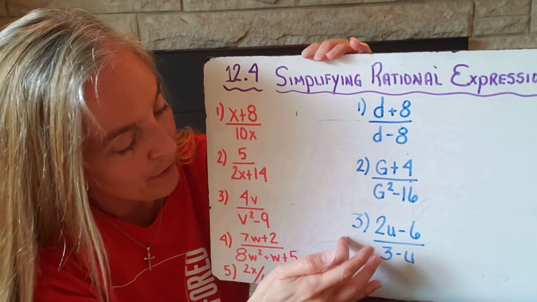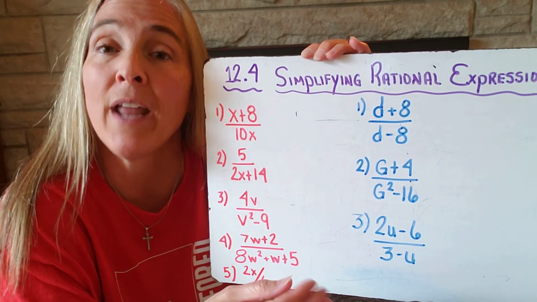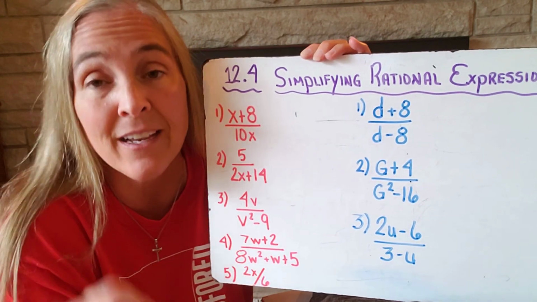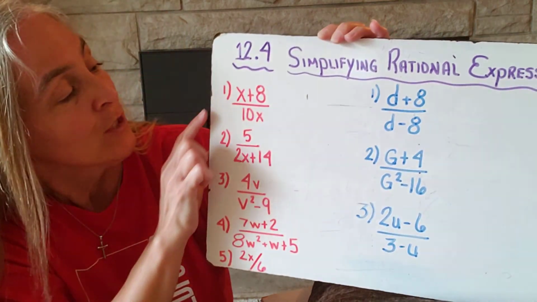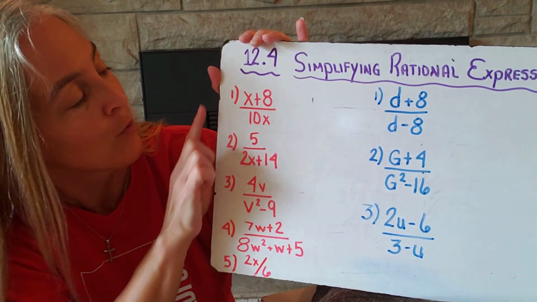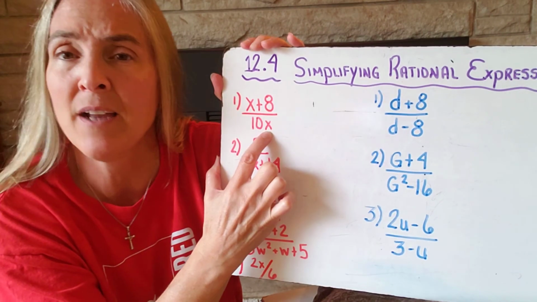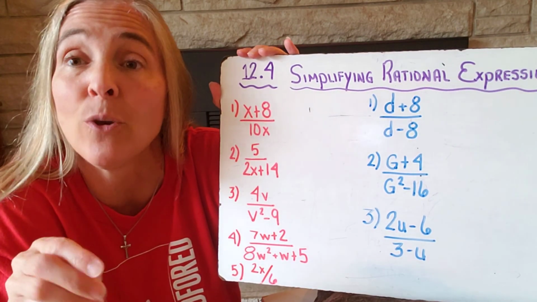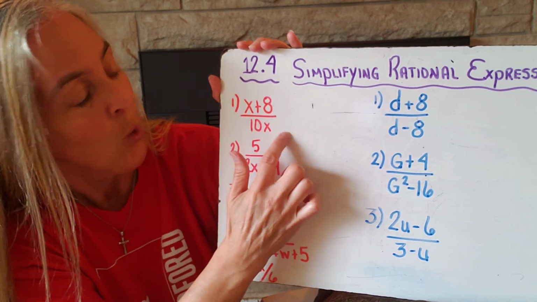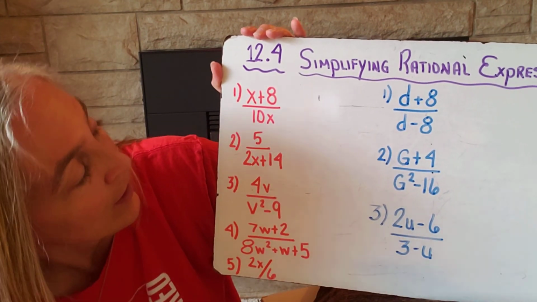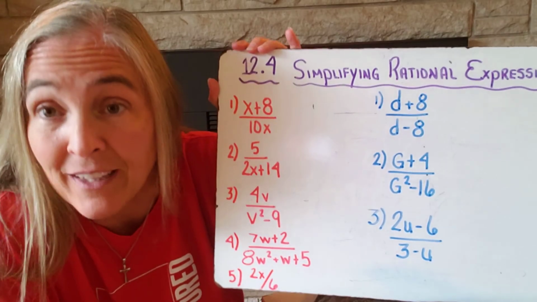The next 3, and then I've got one more, we're going to actually give those excluded values, and then we're going to simplify them. So these first 5 here in red, as you look at this denominator, and you have to look at the original problem, and you look at that denominator and you say, which value would x not be allowed to be?